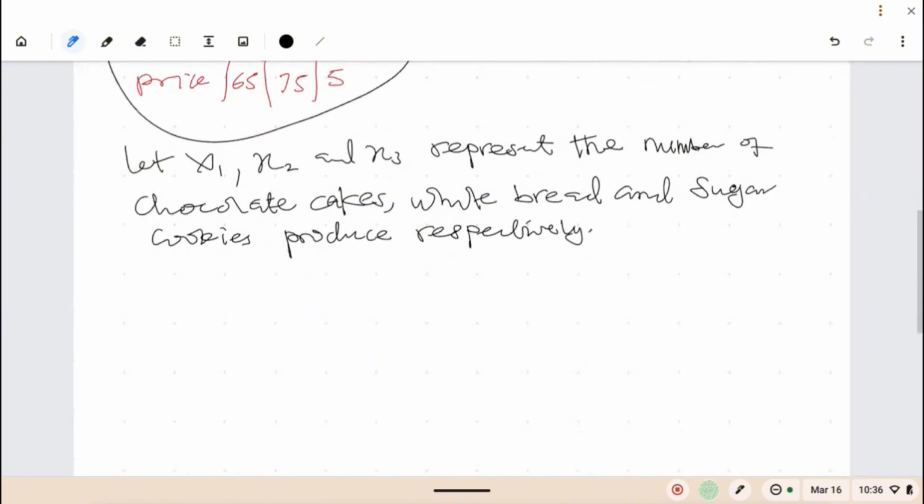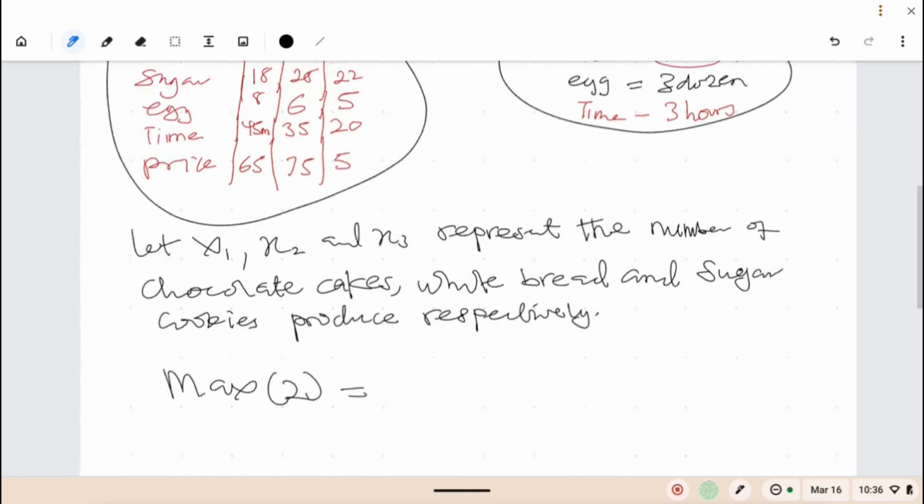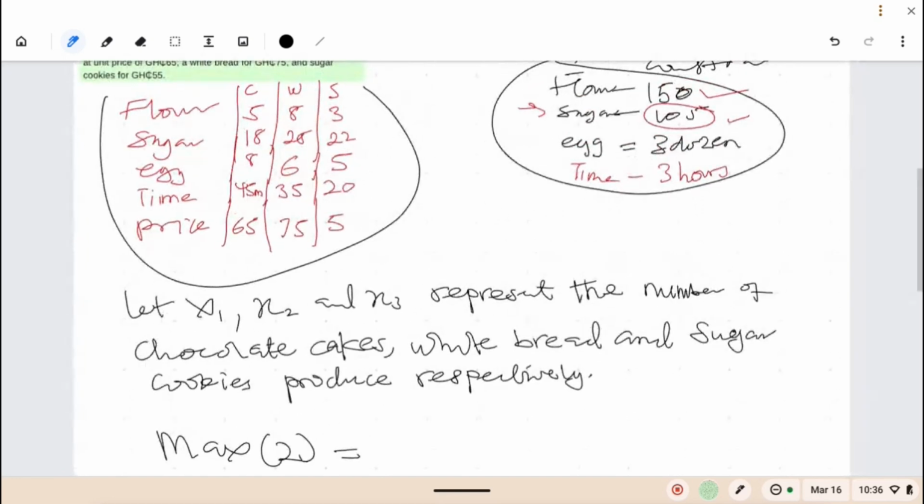After you are done with this, we write the objective function. What's our objective function? The objective function was to maximize profit. So this is Z. How do you maximize profit? This is the price. Here they said the prices are 45, 65, 75, and 5 cedis. Was it 5 cedis?